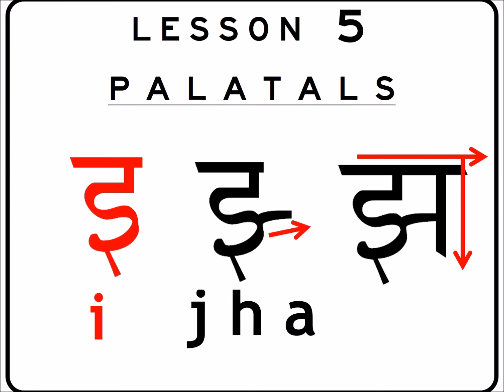Then, once you get to the horizontal line, you're going to draw a vertical line, which that horizontal line meets about halfway. And then finally, you're going to draw a crossbar, which connects the E shape to the vertical line that you just drew. So that is how you write the letter jha.